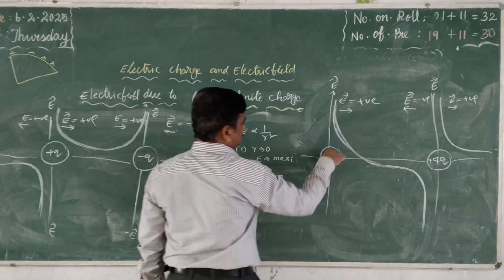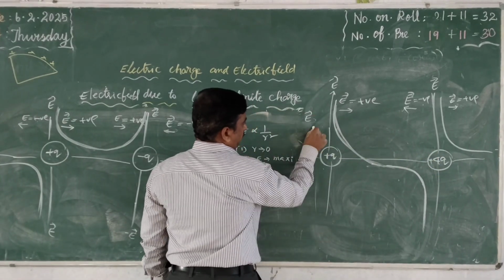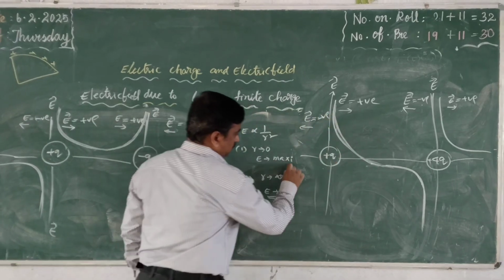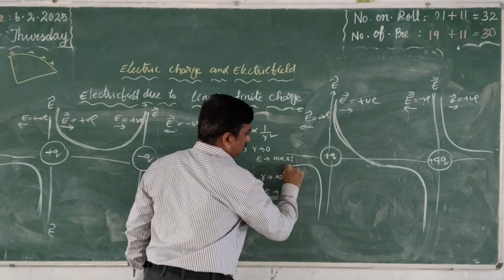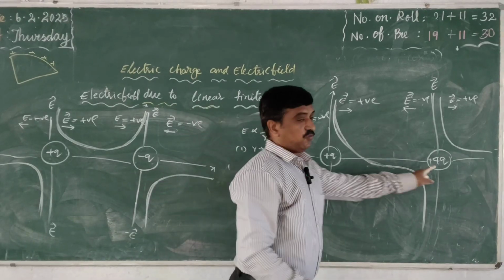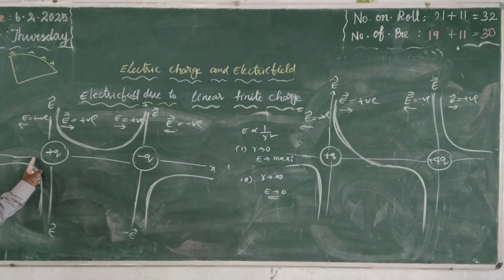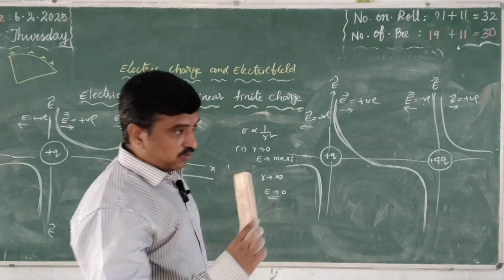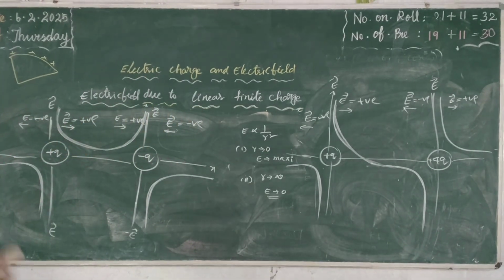For this side, the electric field is away, so here positive, sorry, negative. This is the graph for plus q, plus 4q. This is for plus q, minus 4q. These are the graphs for electric field versus x due to charges. Okay, thank you.